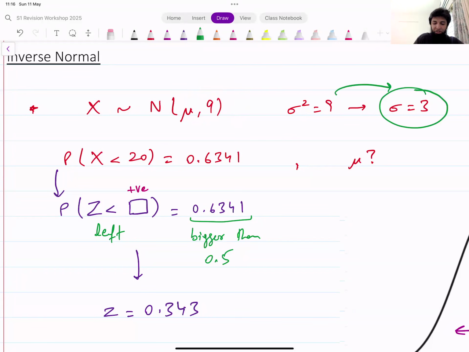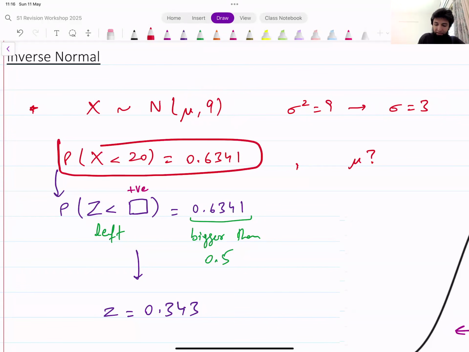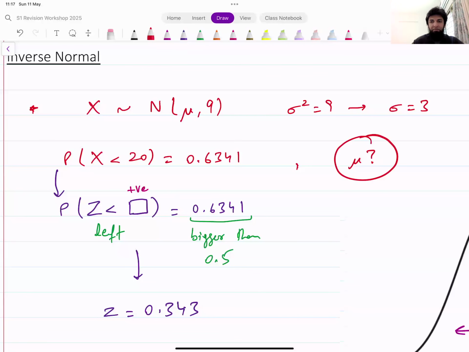Standard deviation is 3 for this. And we're also given that probability of x less than 20 is 0.6341. Given this information, what we're looking for is the value for the mean. We want to find the value for the mean somehow.